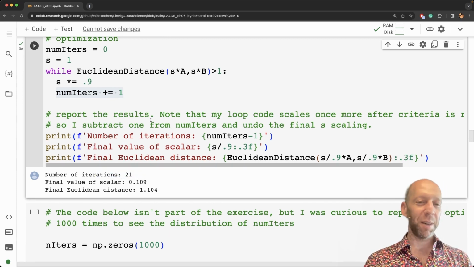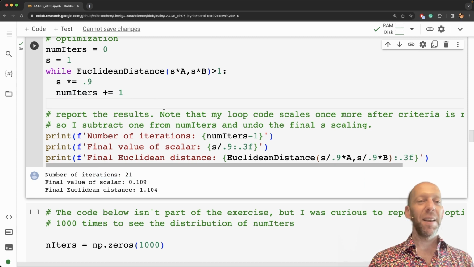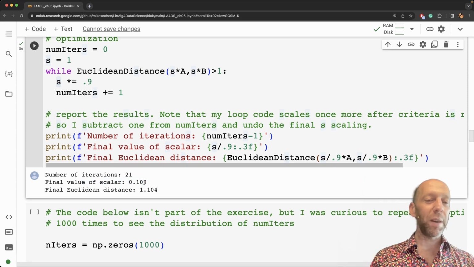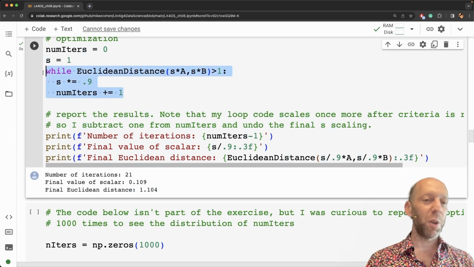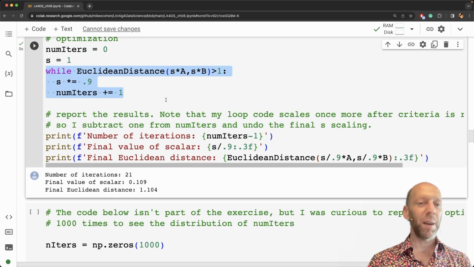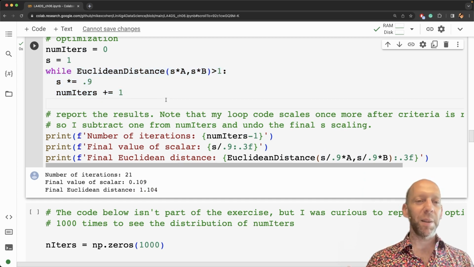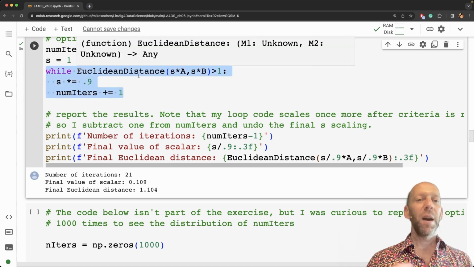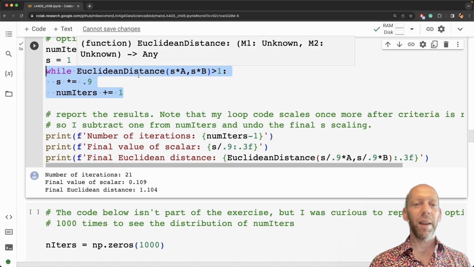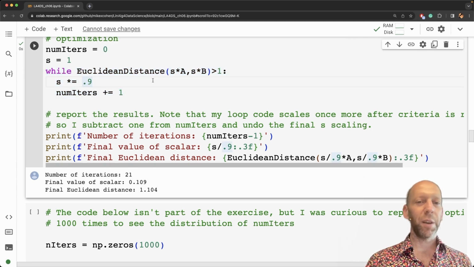So in this particular run, it took 21 iterations. So S kept getting knocked down over and over and over again. The final value of that scalar ended up being approximately 0.1, and the Euclidean distance was a little bit over 1. Okay, many ways you could set this up. And yeah, there's alternative methods that would have been equally correct. Mainly, the point here is not so much to reproduce exactly this algorithm, but to work with matrix distances and get a very brief introduction to optimization of matrix distances.